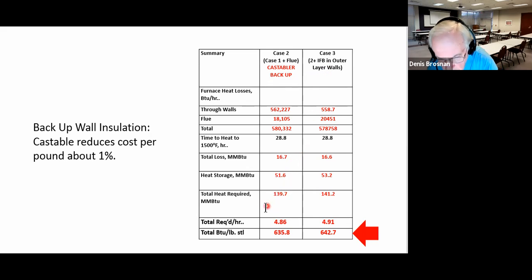And you can look at these total heat requirements here. With the castable, the total heat requirement is predicted as a little bit less. And that's probably because the apparent porosity of the castable is a little bit higher than it is in the insulating fire brick. Nevertheless, that was the result. It saved in cost per pound about 1%. And of course, saving 1% is probably not going to be terribly interesting for you if you already have a furnace lined in one particular configuration.